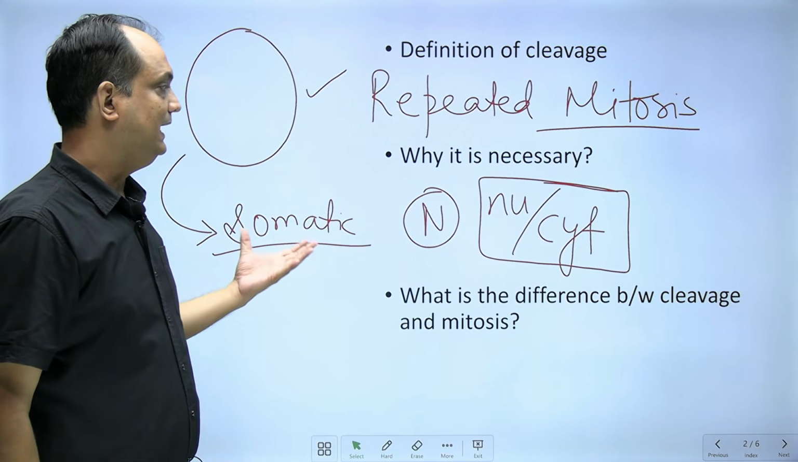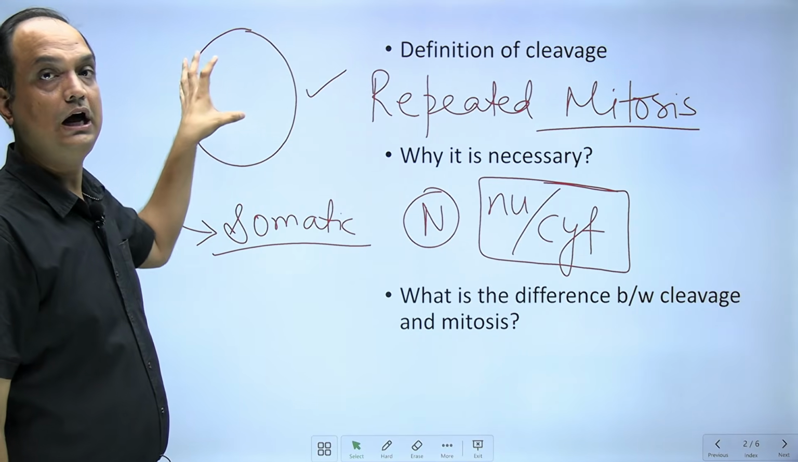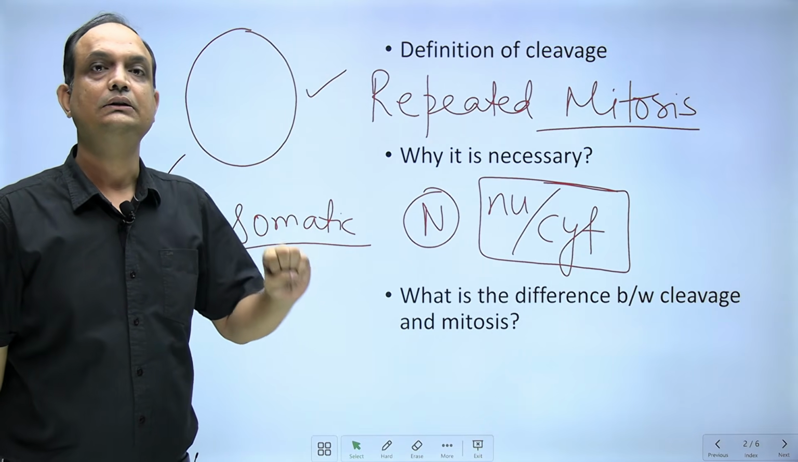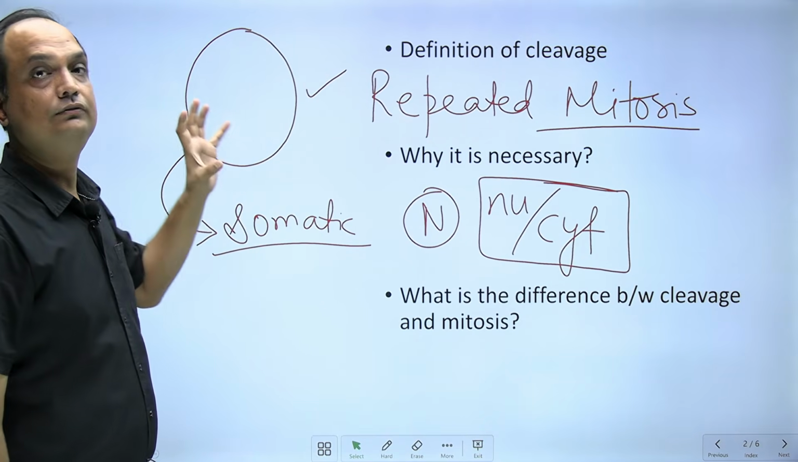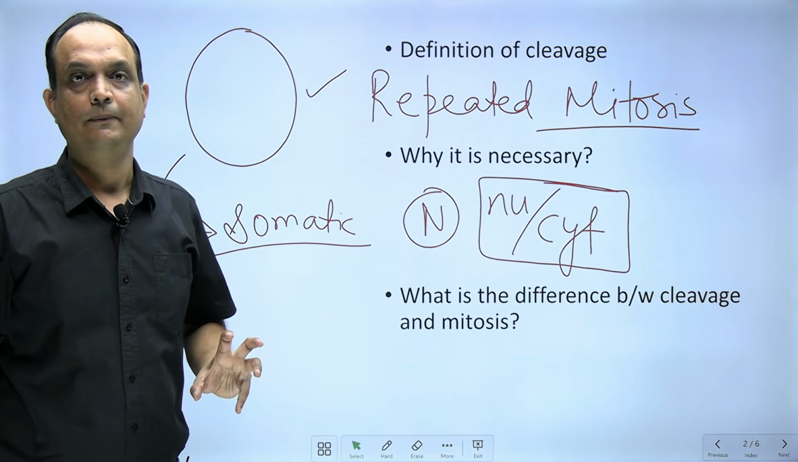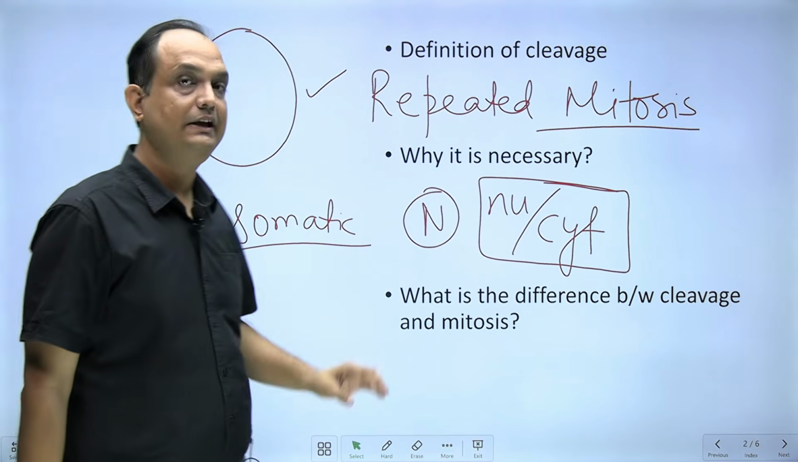Otherwise, what will happen? If a large amount of cytoplasm is present and the nucleus is small, there is a lack of control of the nucleus on the cellular activity. So that's why the cleavage is required.